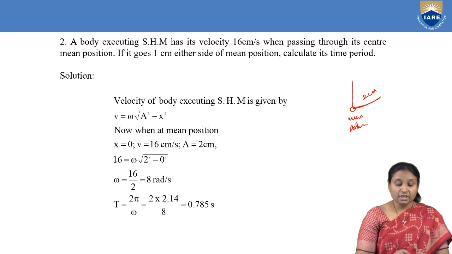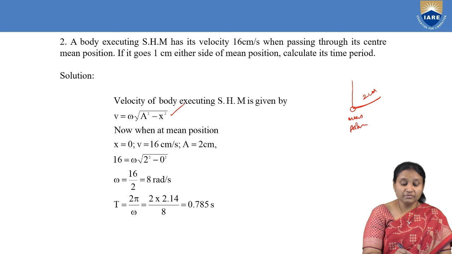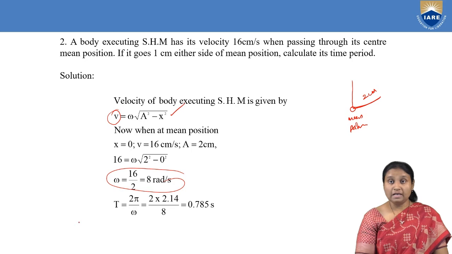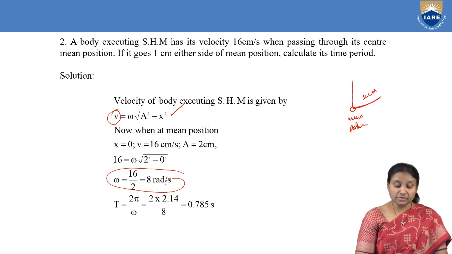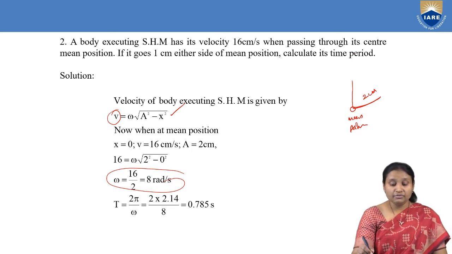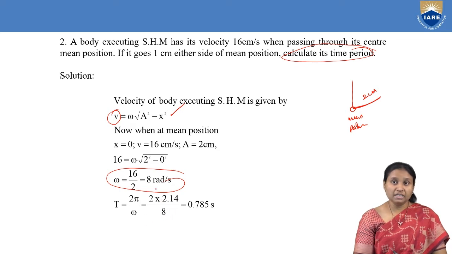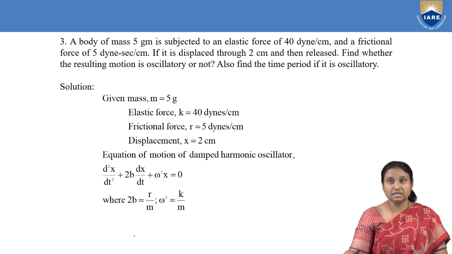And here from this formula, we know the value of velocity which is 16 centimeter per second. Omega value, we are putting it as it is. We know amplitude which is 2. From this, we are going to get the value of angular velocity which is 8 radian per second. And we have to calculate its time period, and we know the time period is given as 2 pi by omega. So 2 into 3.14 divided by omega, which is 8. Then our time period comes out to be 0.785 seconds.